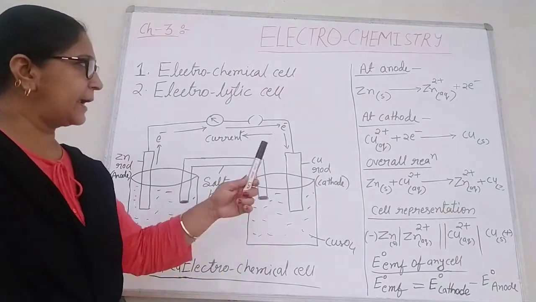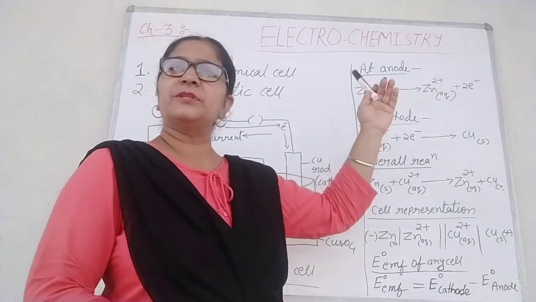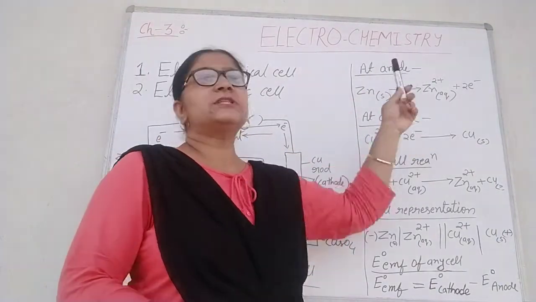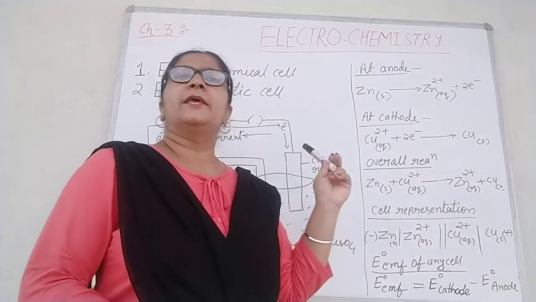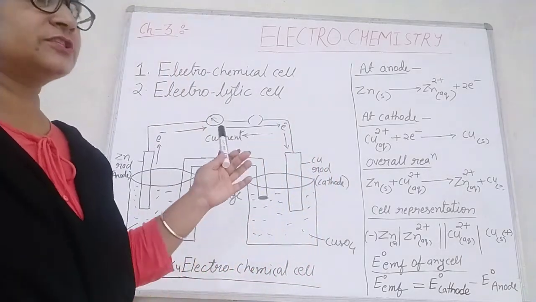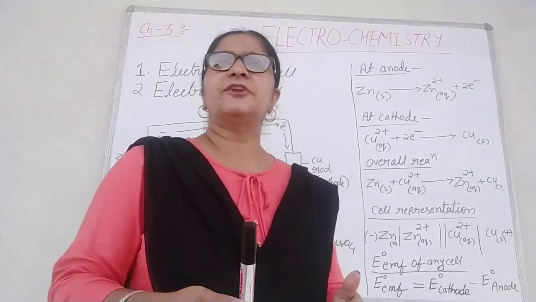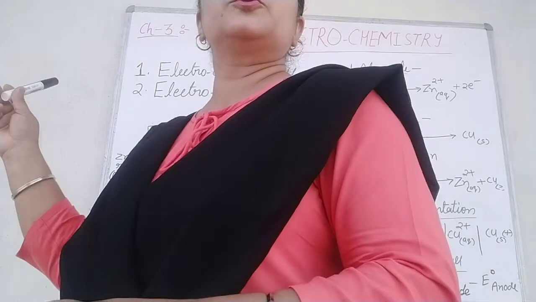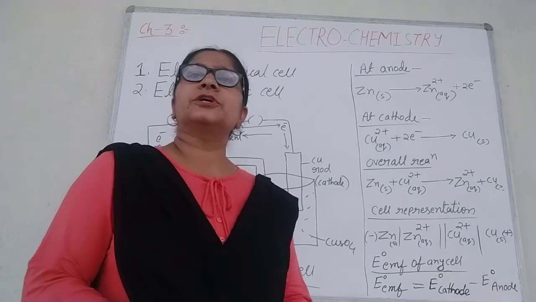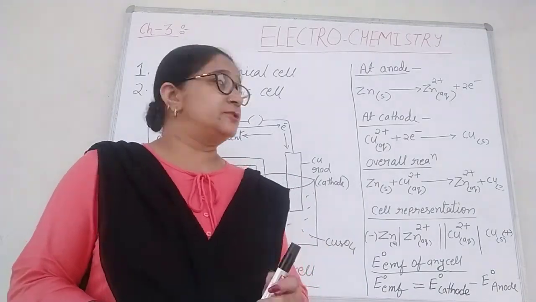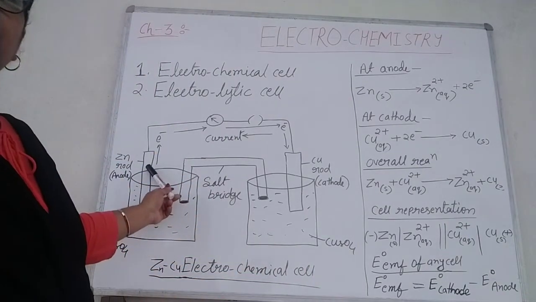So here at anode, zinc atoms from the zinc rod will lose the electrons and they will come in solution in the form of zinc ion. As a result, concentration of zinc ion in the solution will increase, and these electrons will get accumulated over the rod.